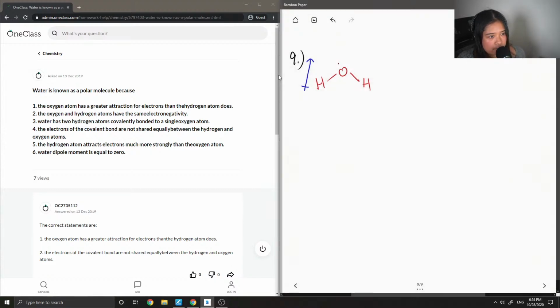Let me also put in the lone pairs here. So because oxygen is more electronegative than the 2 hydrogens, the molecule has a slightly negative side. And then on the side with the 2 hydrogens, they're partially positive. So this is the reason why water is polar.